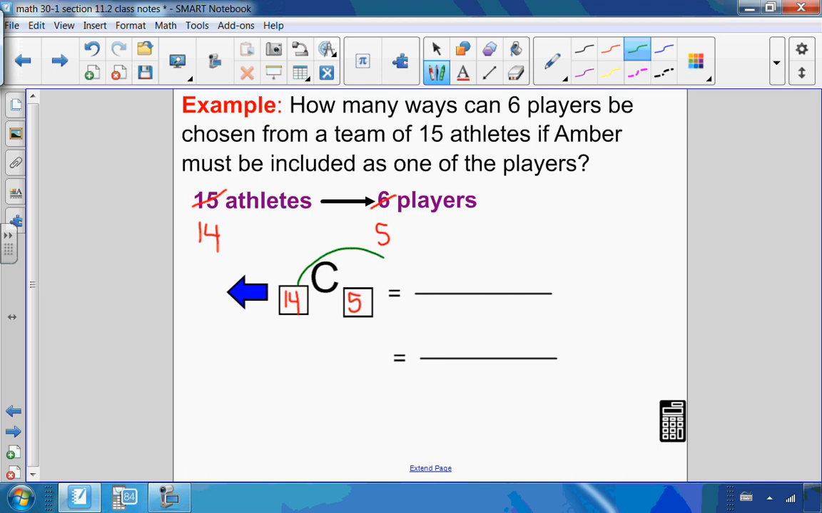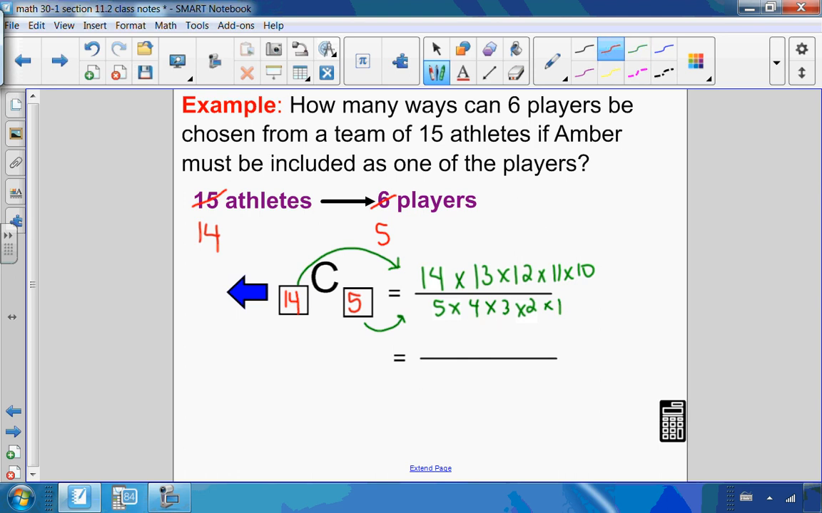We're going to take 14 and we are going to expand it 5 times: 1, 2, 3, 4, 5. And then we take the 5 on the bottom and we just expand that as well: 5, 4, 3, 2, and 1. And then we just look for some common factors to simplify.